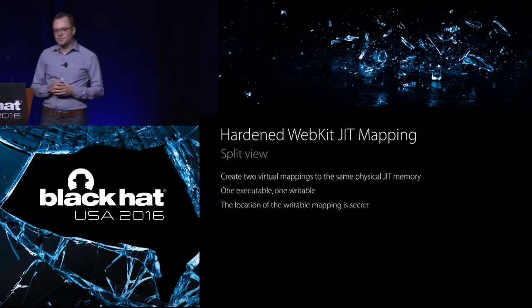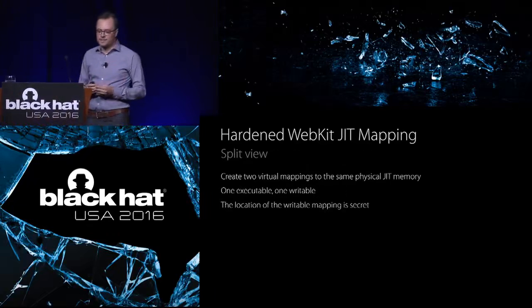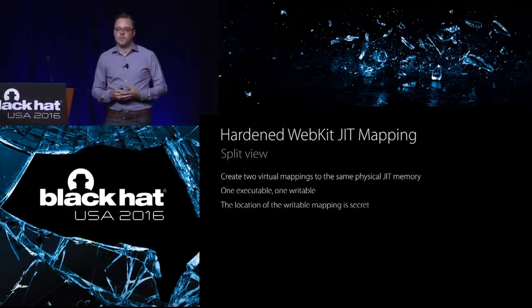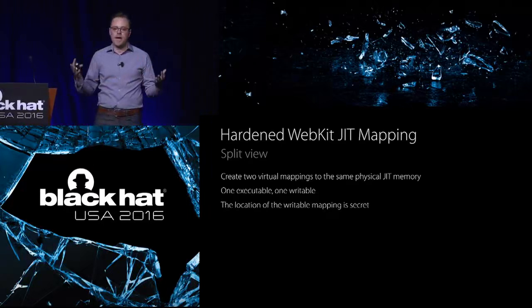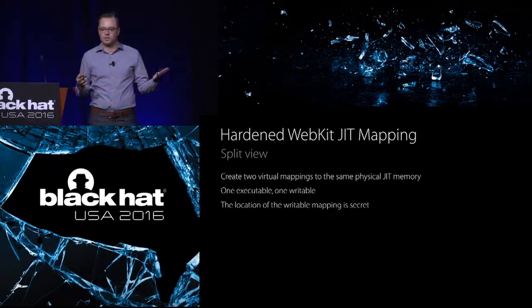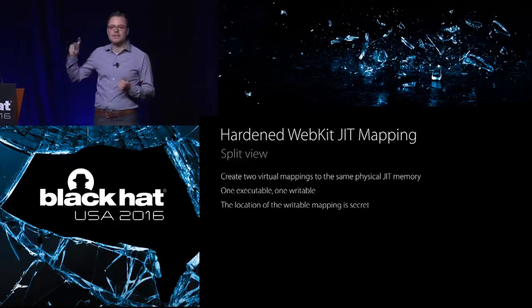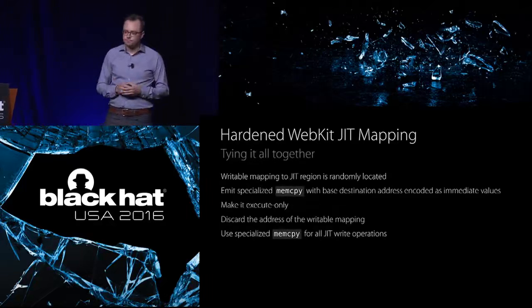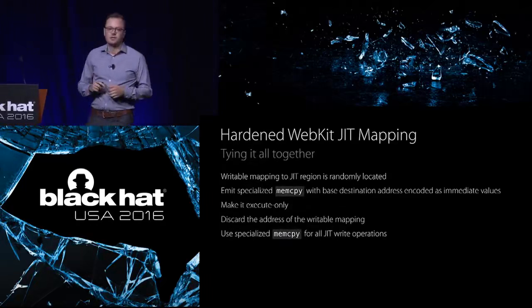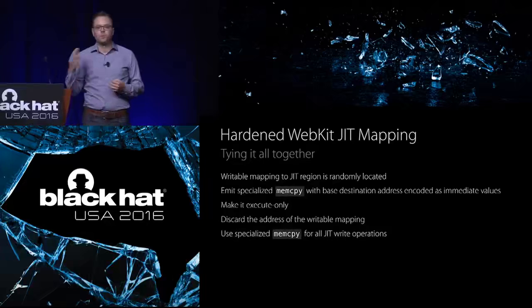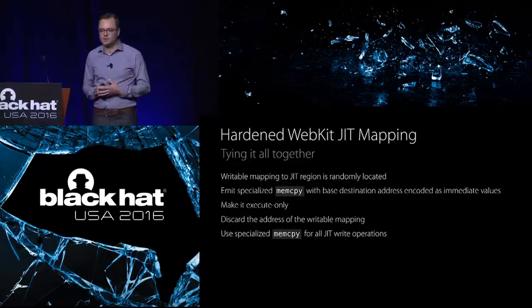So what are we going to do with this? Well, we're going to take our JIT memory region, and that same physical JIT memory, we're actually going to create 2 virtual mappings. One of them is going to be executable. One of them is going to be writable. And the writable mapping will be at a secret location. Here's what I mean. We create these 2 mappings. We put the writable mapping at a random secret address.